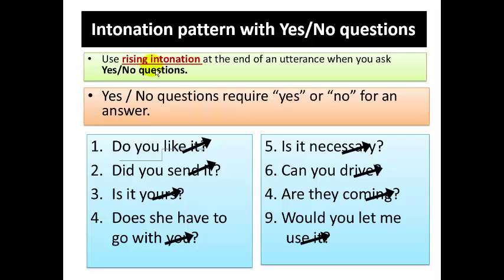Read the following yes-no questions with rising intonation. Listen and repeat. Do you like it? Did you send it? Is it yours? Does she have to go with you? Is it necessary? Can you drive? Are they coming? Would you let me use it?